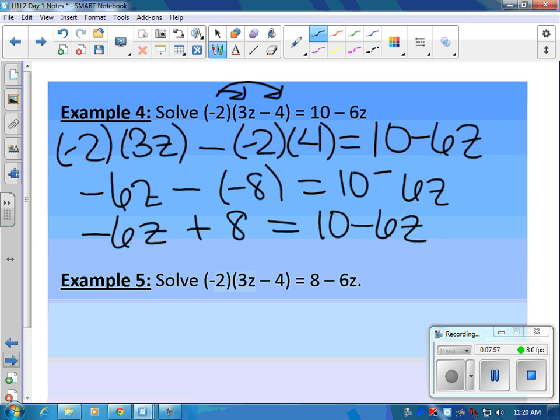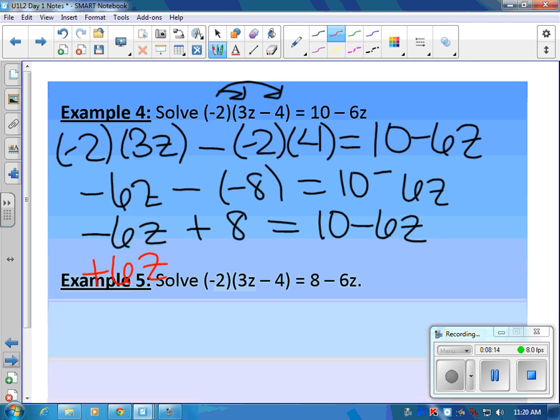Now, I need to look. I have variables on both sides. How am I going to move it so that they're all on one side? What do I need to do to both sides of this equation? Can you raise your hand, please? Joe? Add 6z to both sides.